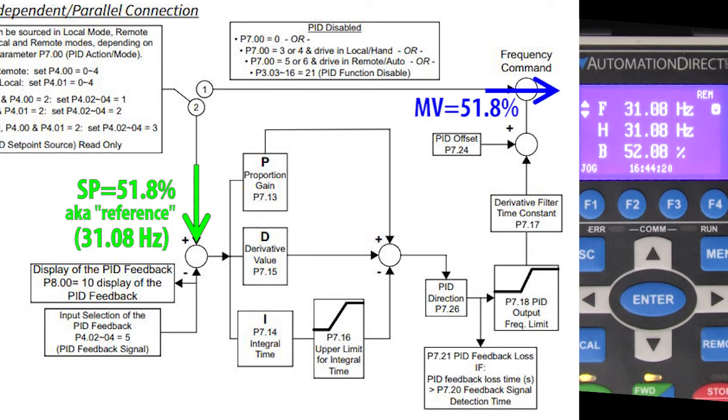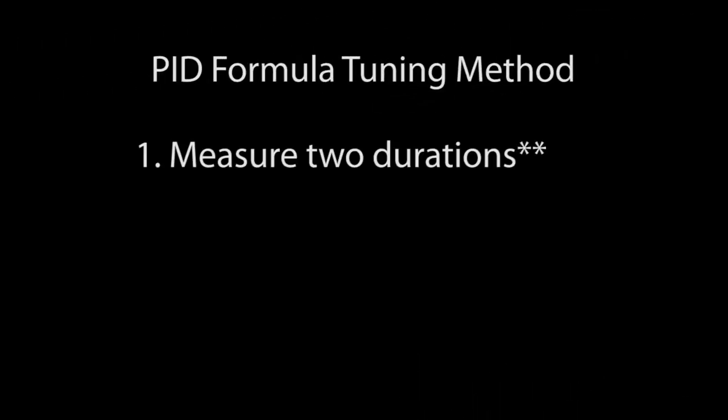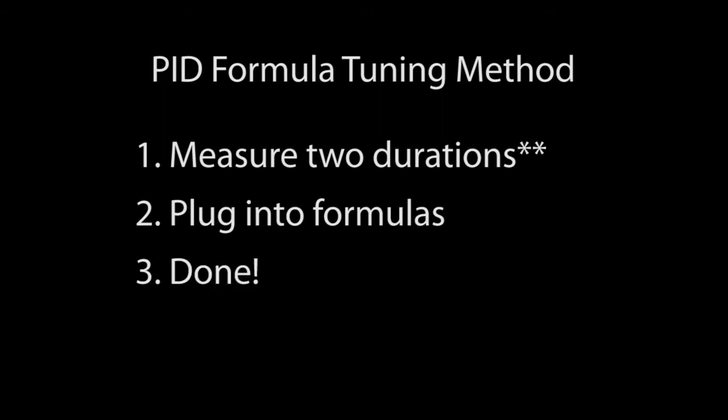Now that we have a linear system, we can do the formula method for PID. To do that, we just measure a couple things, plug them into a formula, and we're done.